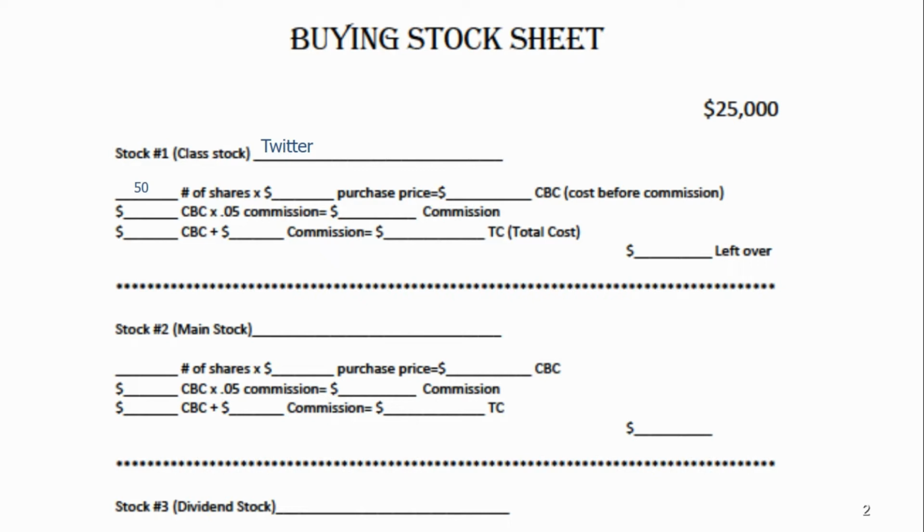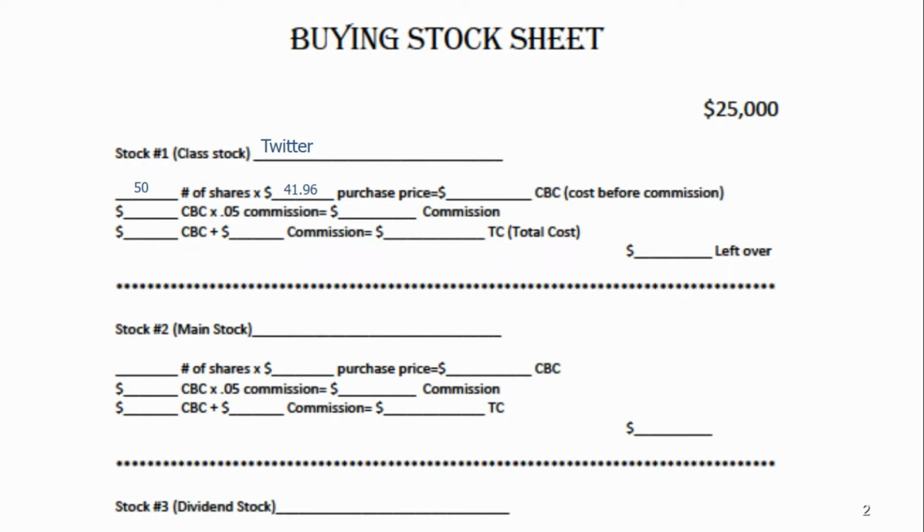I looked up the closing price for Twitter yesterday, and it was $41.96. For all of the stocks that you purchase, the purchase price will be the closing price from September 3rd. And $41.96 is the closing price for Twitter from September 3rd. So the purchase price for your other stocks will be the closing price from September 3rd as well. Does that make sense? Okay, good.